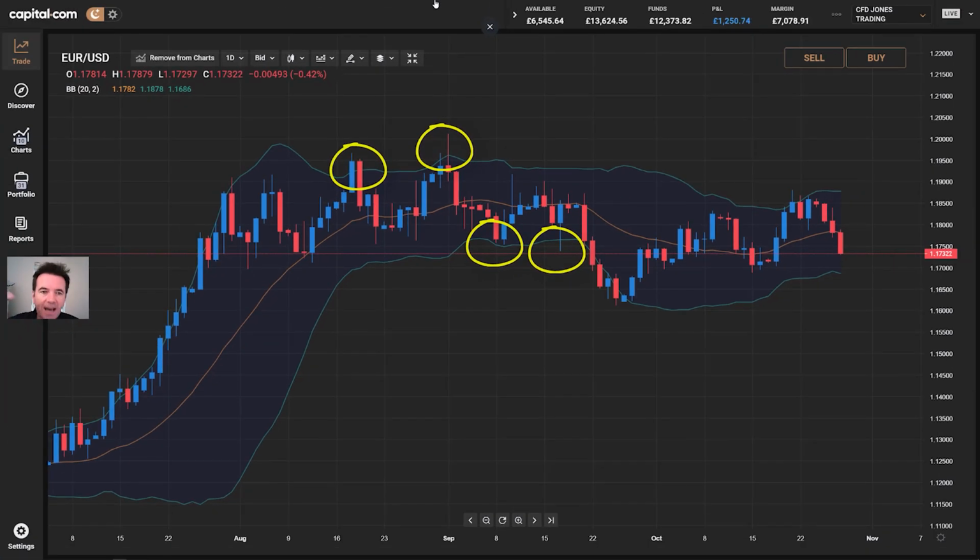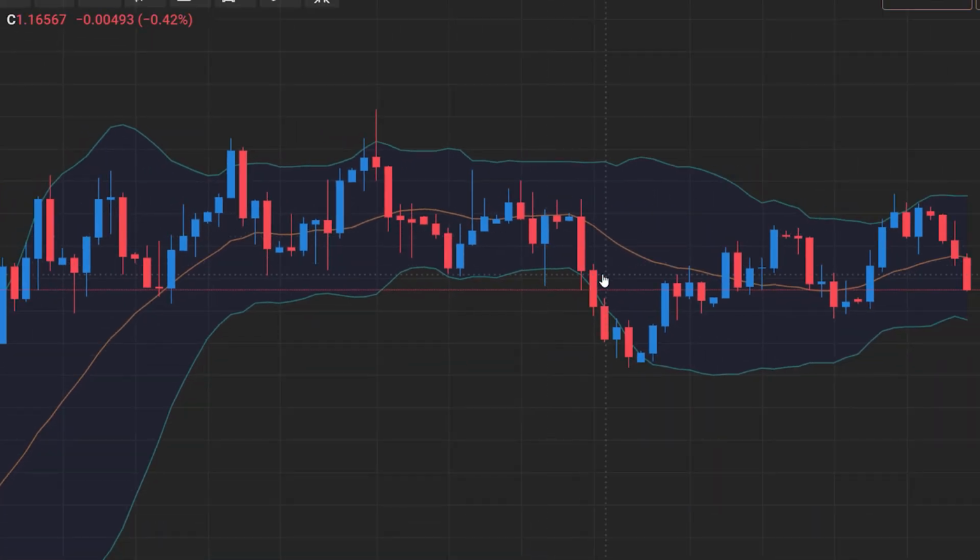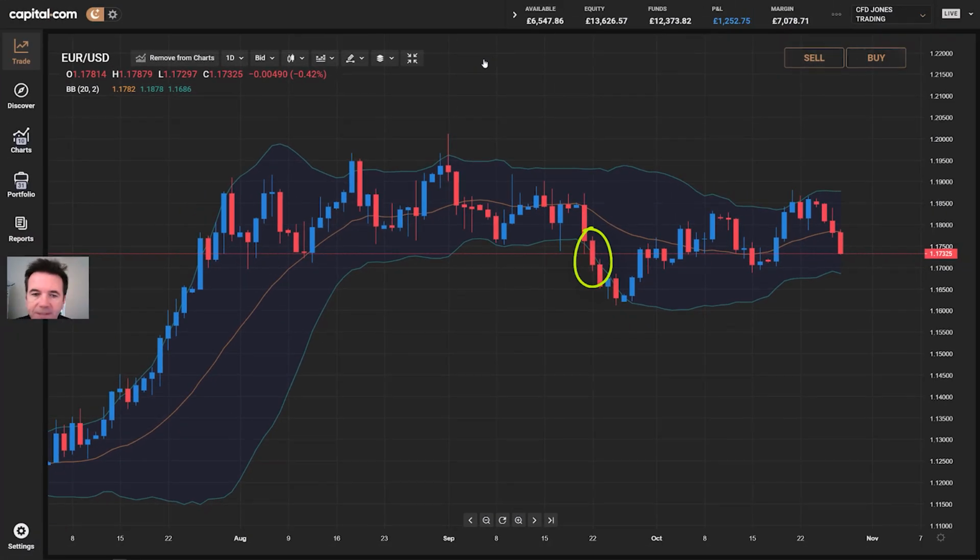So we're looking to sell when it moves to the top extreme and looking to buy when it moves to the lower extreme. But of course, it doesn't work all the time. And here the market actually starts breaking lower for a week in September. So that's playing the range of the bands.